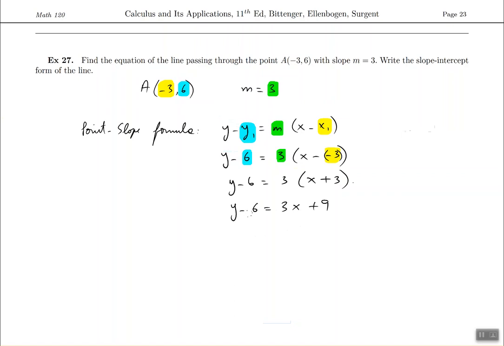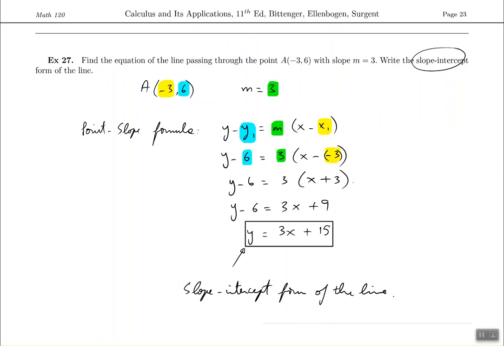Then finally, isolate the letter y by moving the 6 over. To move the 6 over, I just have to add 6 to both sides. 9 plus 6 will be 15. And this format, where the letter y is all by itself with no numbers next to it, no negatives, nothing, is called the slope-intercept form. Why is it called that? Because the number in front of the x is the slope of the line, and the number 15 represents the place where the line would cross the y-axis. That's why we call this the slope-intercept form.